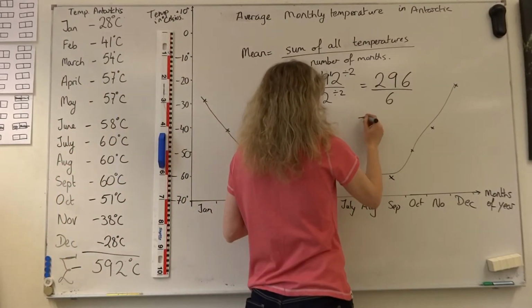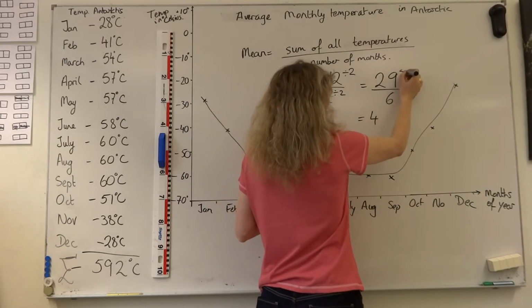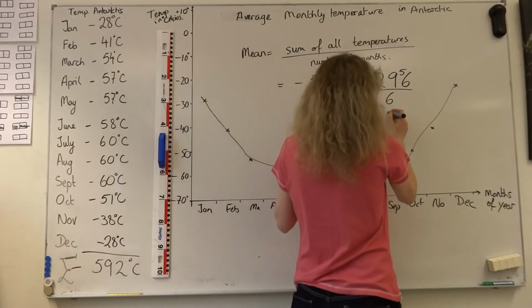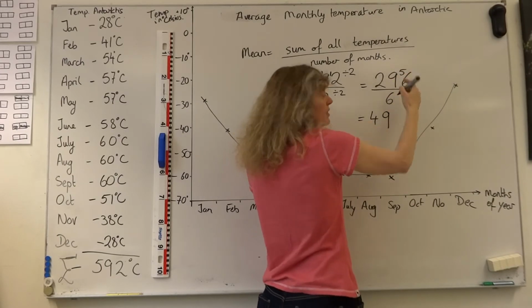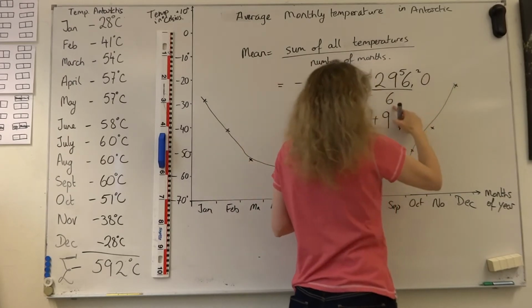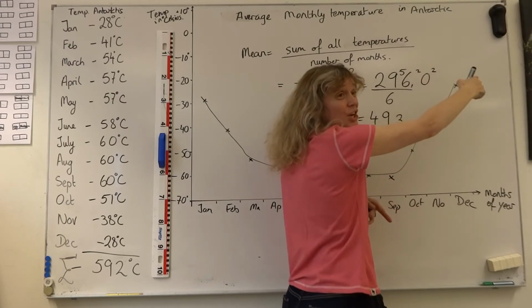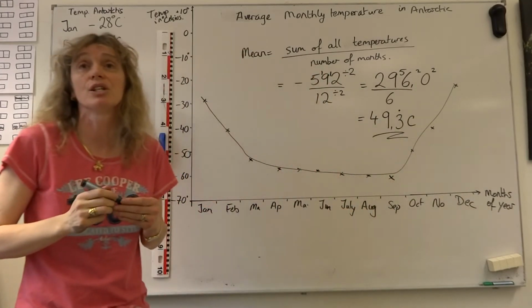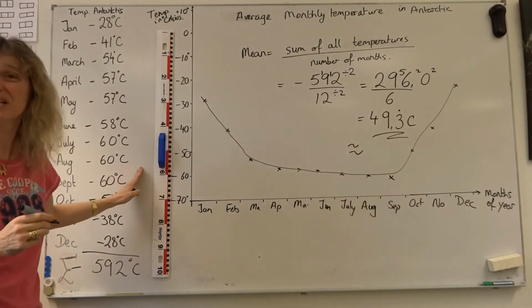6 is into 24, go 4 times, 6 4s are 24. We have 5 left over. 6 is into 56, go 9 times. 6 9s are 54. We had 56, so we have 2 left over. Put in our decimal point. 6 is into 20, go 3 times. And there's going to be 2 left over, so we see the recurring pattern. We know we're going to have 49.3 recurring degrees C, which we would approximate because all of the numbers here have no decimal points in.